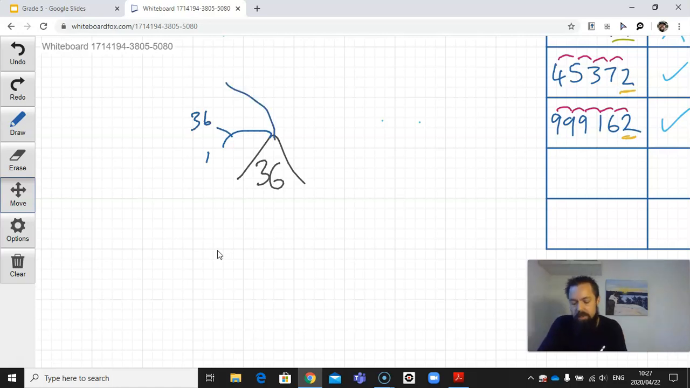But now I can use my divisibility rules to check to see whether there are things that go into there. So I'm not going to do all of them, I don't have time. But for example, I can see that 3 plus 6 is 9.